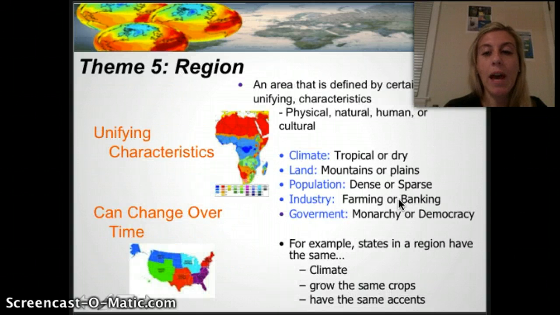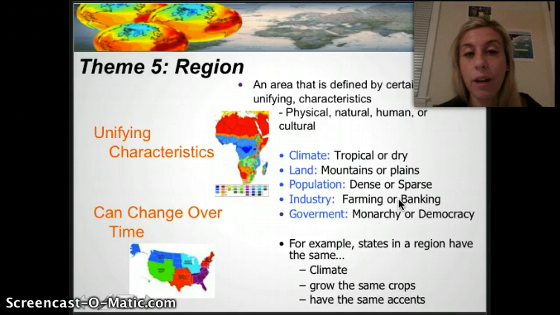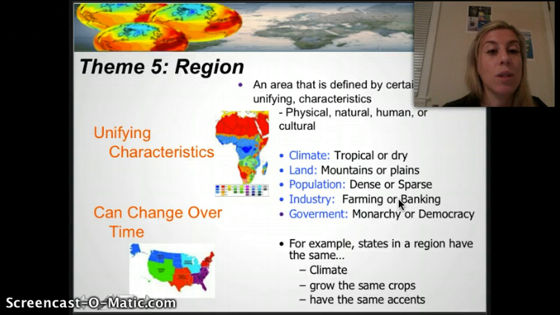That's movement. And our last theme, region. This describes an area based on certain similar unifying characteristics that it has. Those can be physical, natural, human, or cultural. So, given here are some examples. Climate could be tropical or dry. Land could be mountainous or have plains and be flat. Population, dense or sparse. Industry, you can have farming or banking based on what type of resources you have. And government could be a monarchy or a democracy. So those would all be unifying themes that you would have in a certain region.